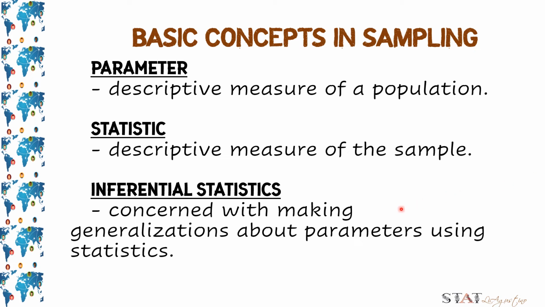Now, let's define as well some basic terms. Parameter is a descriptive measure of a population, as what we've learned in the previous topics. And statistics is a descriptive measure of the sample. Remember the sample mean? That's also a statistic because it is a descriptive measure of the sample. So parameter is just like our population mean. So that is the parameter.